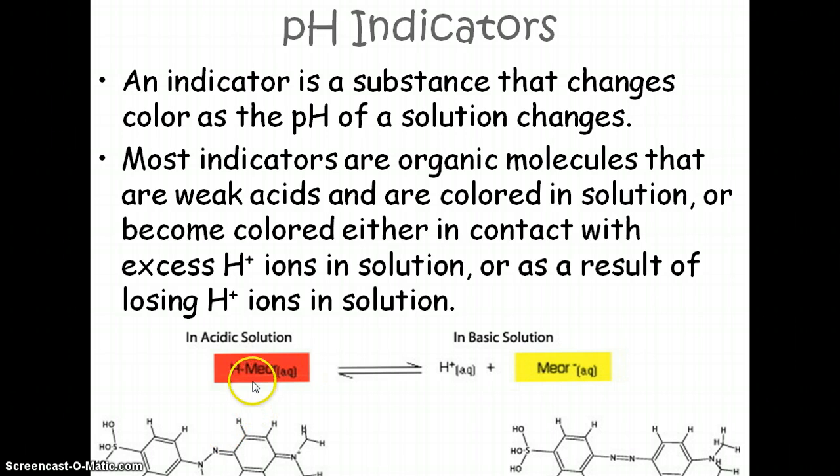And you see down here, this is the indicator, the H, MeOR. And then over here, MeOR minus. Okay, so the H has fallen off. So this is the basic form and the acidic form. The acidic form is red, the basic form is yellow. Okay, so that's what we see in that solution.